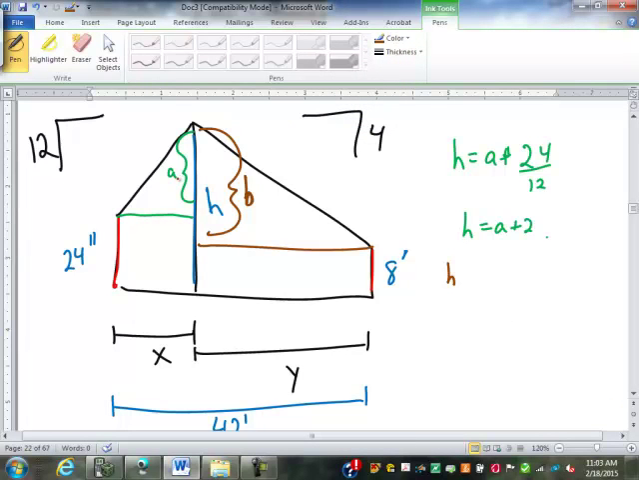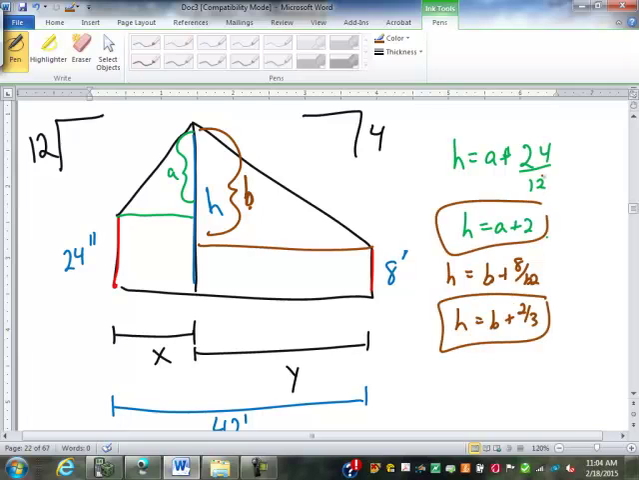So we define that to be A. H is equal to A plus 24 inches, so it'll be 24 over 12. H equals A plus 2. Define this to be B here. So H is equal to B plus 8 inches, so 8 over 12, or H is equal to B plus 2/3. So you have those for H. How on earth do they help us?